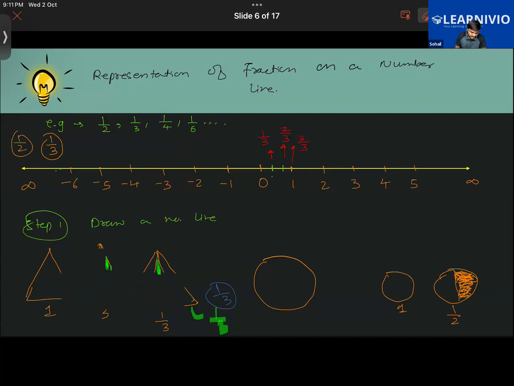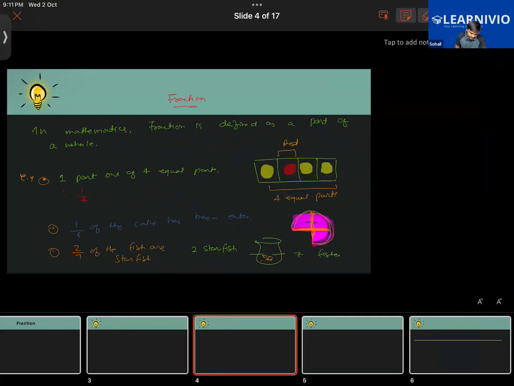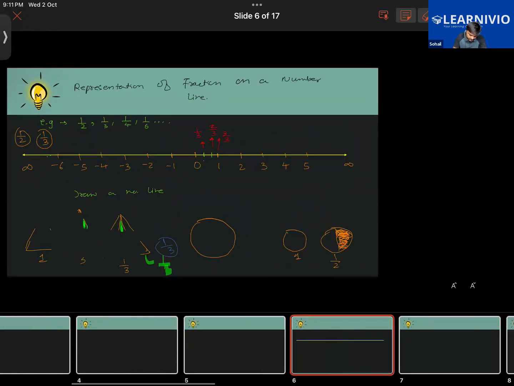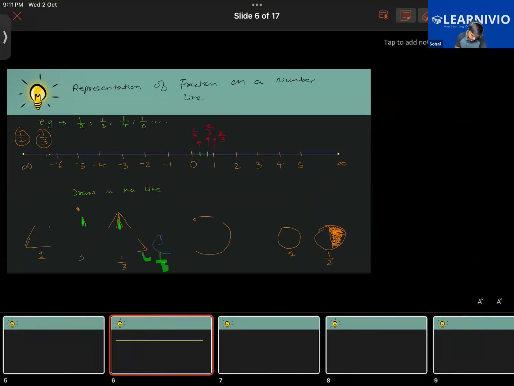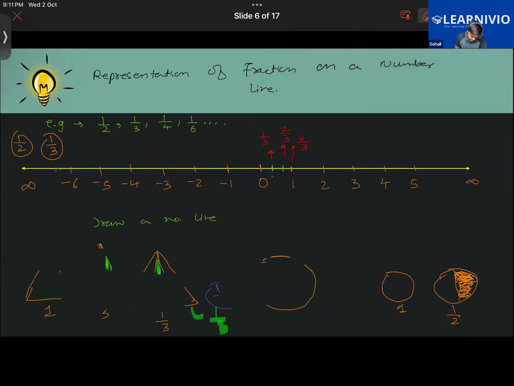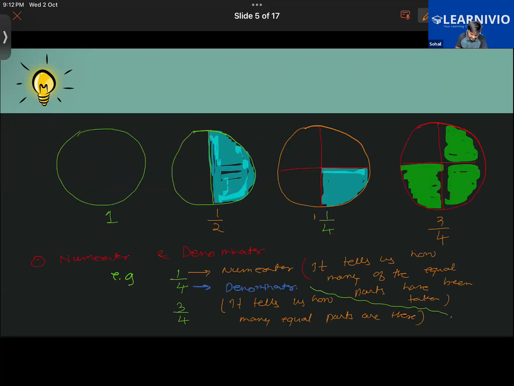If you have understood this from the above examples, represent 1 upon 4 on a sheet of paper and show it to me. 1 minute. Habib, you understood the method? Yes. Because your question is: represent 1 upon 4 and 1 upon 5 on a number line.